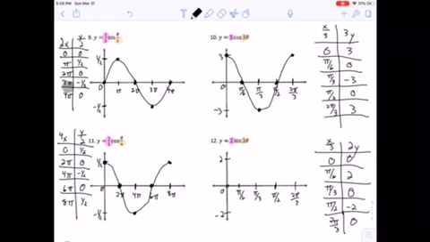And we plot 0, 0. Up to 2, back down to negative 2, back up, and we draw that curve, and you're good to go. And so that is your amplitude and period change based upon radian.